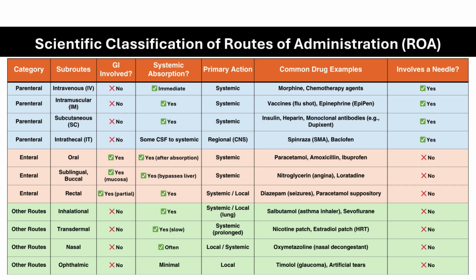Other routes of administration include inhalation, transdermal, nasal, and ophthalmic. The examples are shown in this table. To summarize, the parenteral route of administration bypasses the GI tract and the liver's first pass metabolism. It's fast acting and needs a needle. The enteral route involves the GI tract, and other routes of administration do not need a needle or the direct involvement of the gastrointestinal tract. The route of administration is many times chosen based on where the drug needs to act or how fast the drug action is needed.